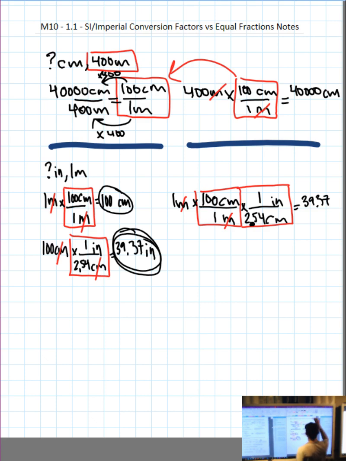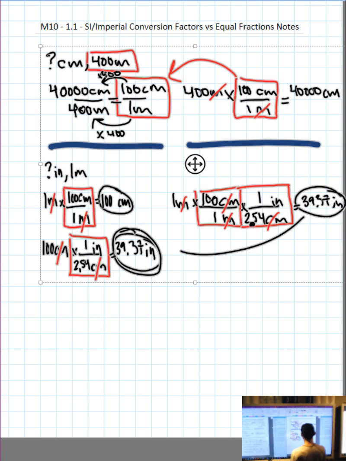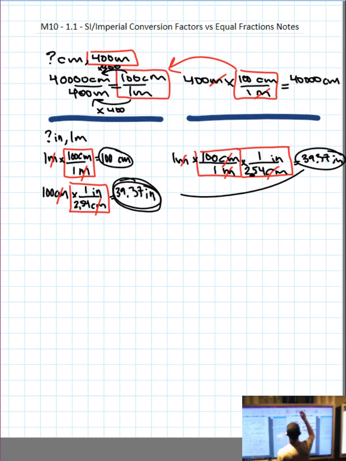39.37. Now, we had centimeters on the top and centimeters on the bottom, so we can cross them off. And we're left with inches. Circle your answer. Same answer. So, you can either do it in a 2-step process, or you can do it all in one. Now, let's shrink up all of this. Again, I hope you're using smaller graph paper.